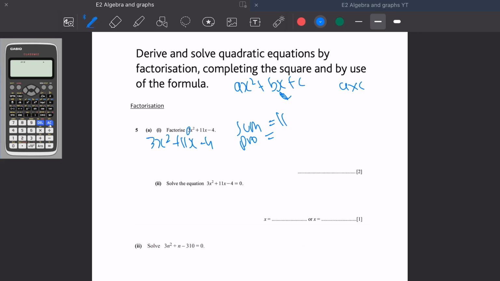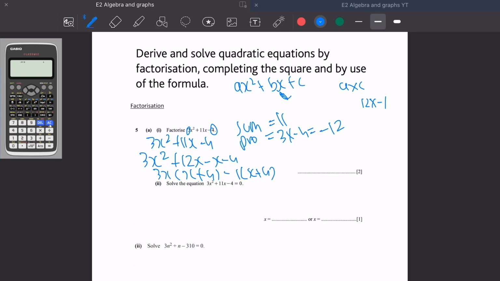So a is 3 here and c is minus 4. So 3 into minus 4 is minus 12. So we have to find two numbers which when you add you get 11 and when you multiply you get minus 12. So that would be 12 and minus 1. Let's rewrite this: 3x squared plus 12x minus x minus 4. Let's take 3x common. Get 3x into x plus 4 minus 1 into x plus 4. So your final answer is 3x minus 1 and x plus 4.